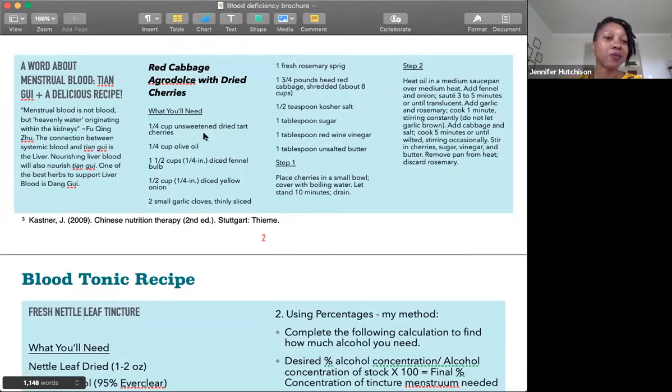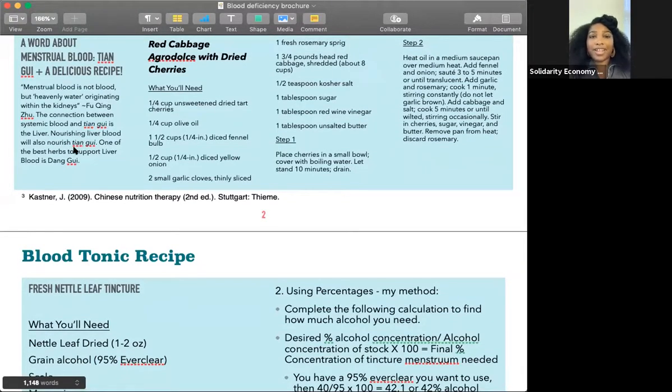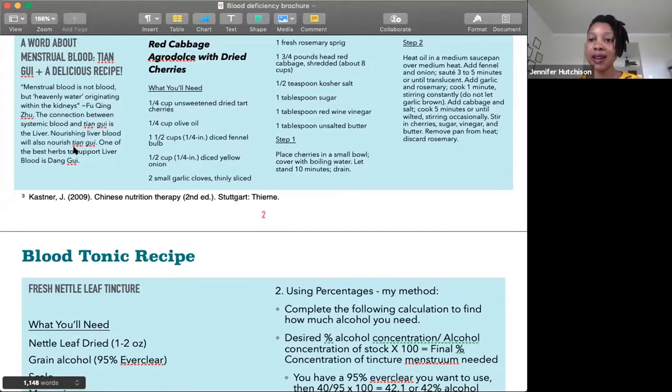And a little word about menstrual blood. I don't know how much time, I'm trying to keep track of time as well. It is 10:33, so it is 11:33 where you are. Okay.